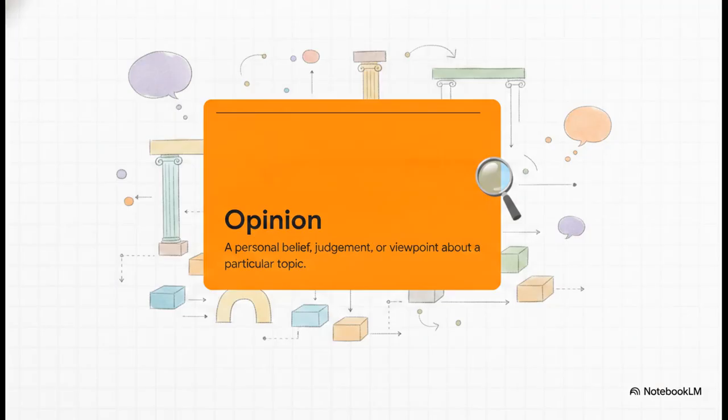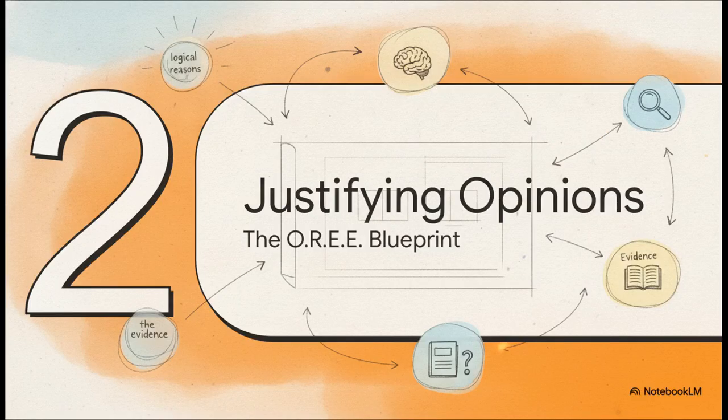Now, setting the stakes right up front is absolutely crucial here. Effective communication is about being understood, not just being the loudest voice in the room. And it all starts with your opinion, which is basically a personal belief, judgment, or viewpoint about a specific topic. But here's the catch. Having a simple belief, like saying online learning is beneficial, is really just the starting line. If you just toss that into a discussion, it doesn't hold much weight. It needs structural support. Which brings us to Section 2, Justifying Your Opinions, the OREE Blueprint.